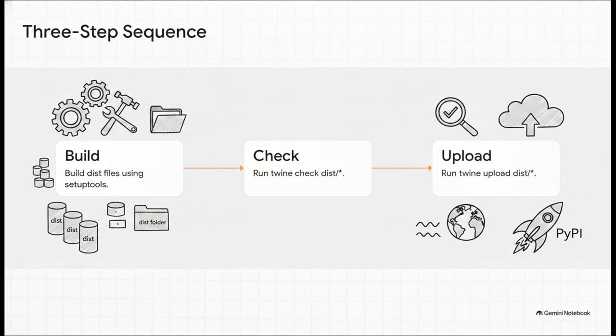So, the whole publishing process really just boils down to a precise 3-step sequence. Number 1, build your files using setuptools. They go in the dist folder. Number 2, run Twine check on everything in that folder. And number 3, execute Twine upload. That final command grabs absolutely every single file sitting in your dist folder and blasts it securely straight to PyPI.